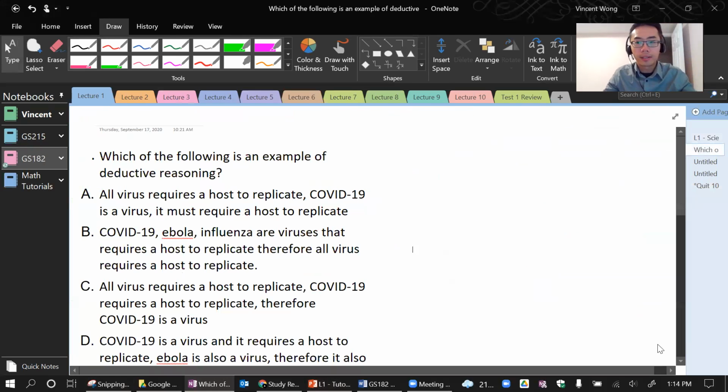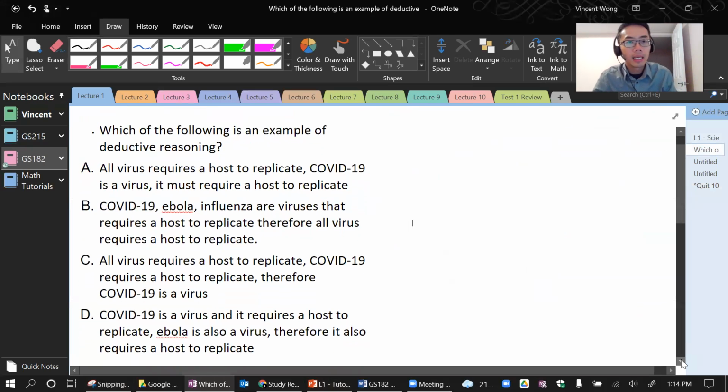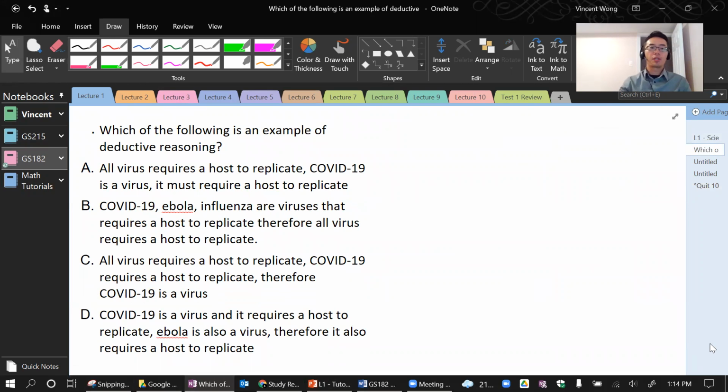Where is this? Okay, here. So which of the following is an example of deductive reasoning? Deductive reasoning goes from a general statement and you apply it to specific cases.